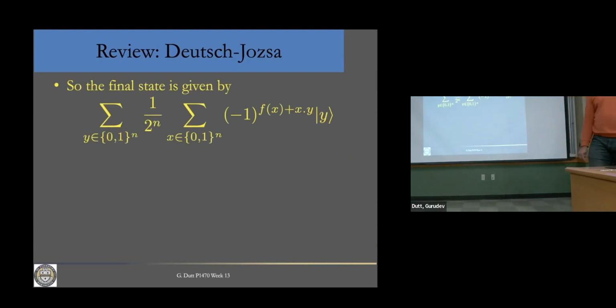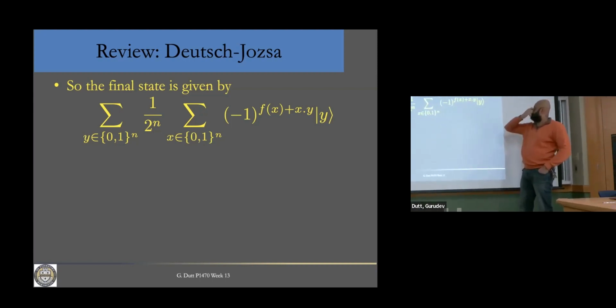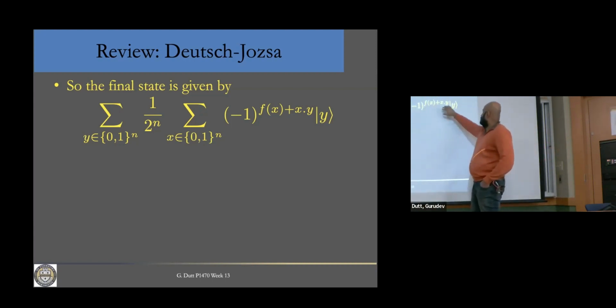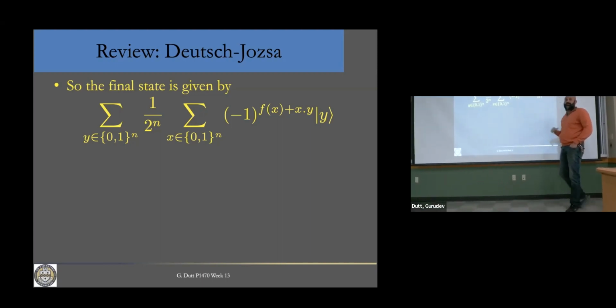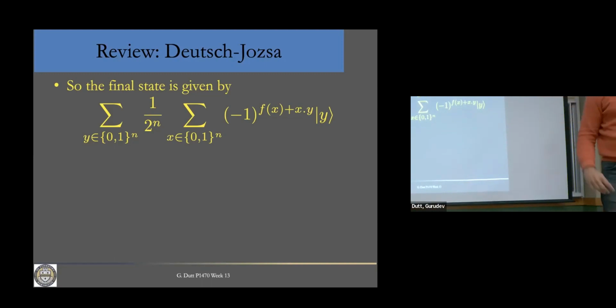So the final state, after I apply the phase oracle and the final Hadamard steps of rotate, compute, rotate, at this point, the state has become this superposition. So we see a summation over all the y's. That's the quantum state, the summation over all the input qubit states. And then wherever one of these states satisfies (-1) to the power of f(x) plus x dot y, this is what is left behind. That's where you get the minus sign, when f(x) plus x dot y equals 1, for example.